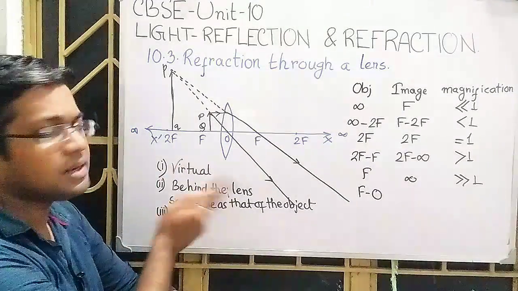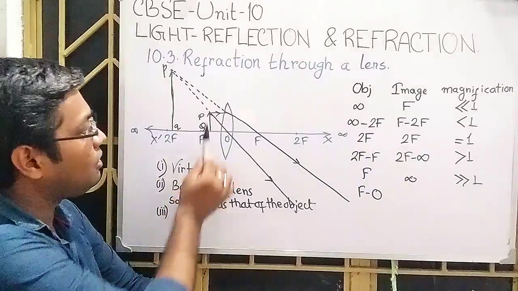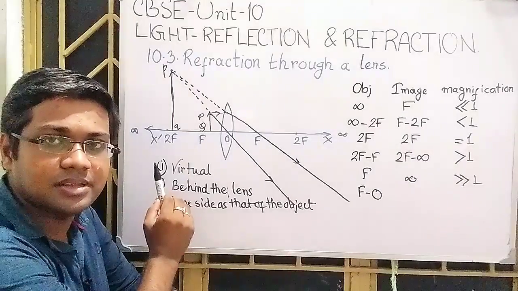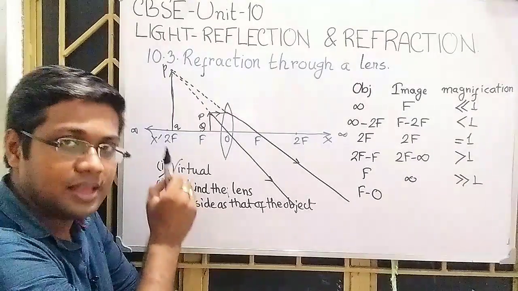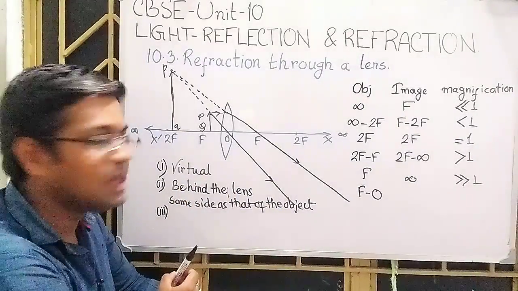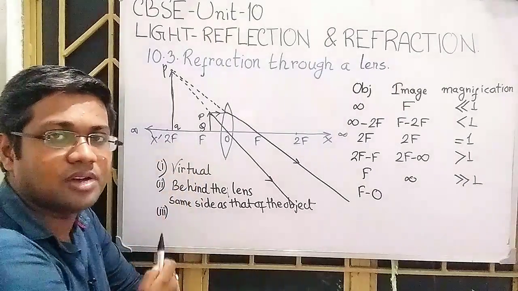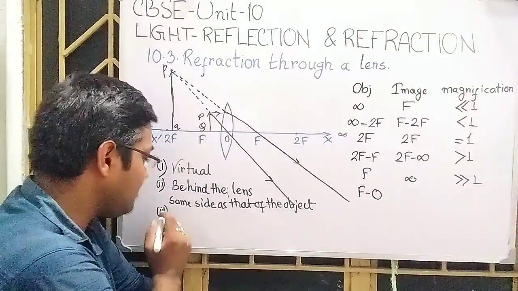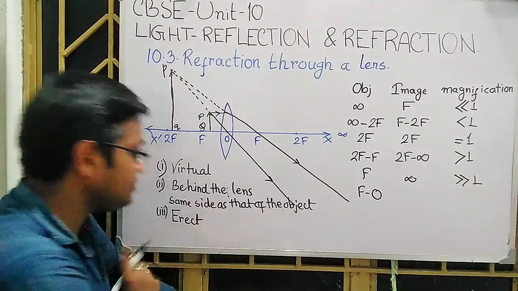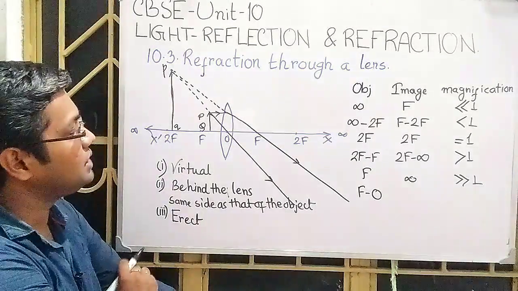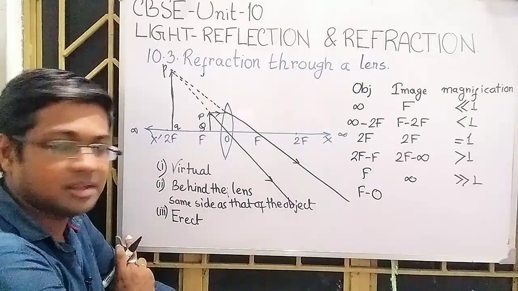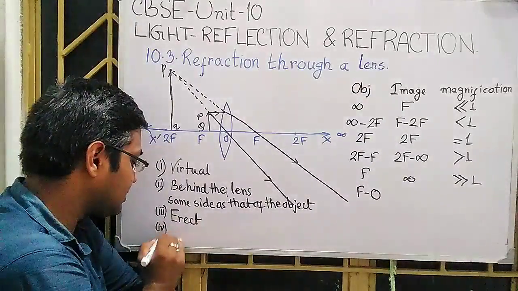Now if I am talking about another characteristic, the object and image are both on the same side of the principal axis. So you can say that in this case, refraction through the convex lens, the image is obtained on the same side as the object. So the image obtained here is an erect one. And from the diagram it is clear that the size of the image is greater than the size of the object. So we can say it is magnified.